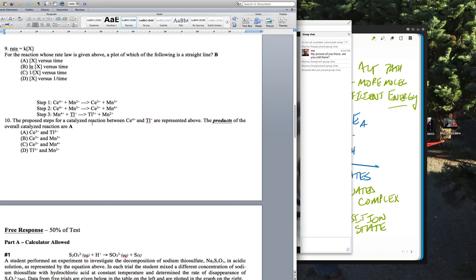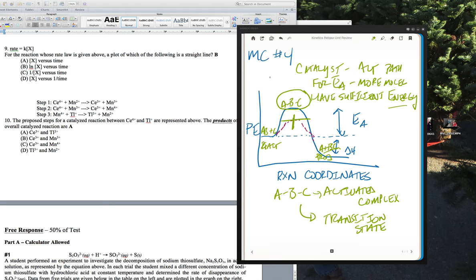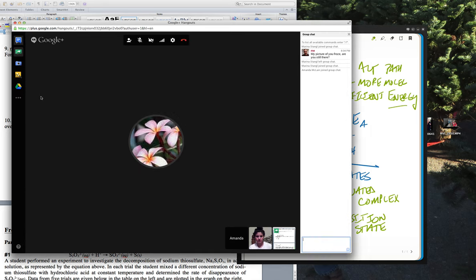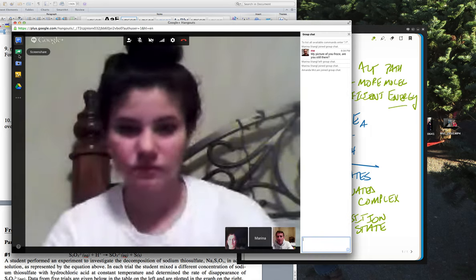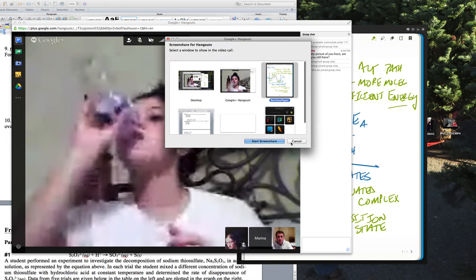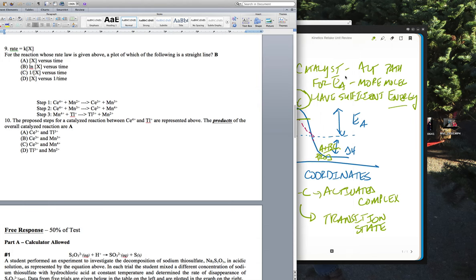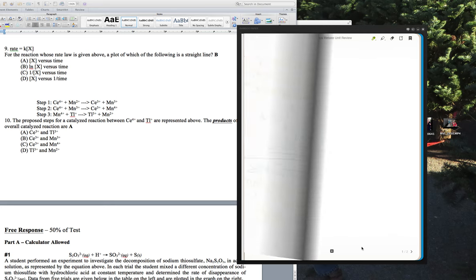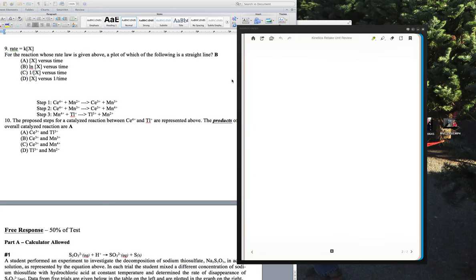Yeah. Okay. So the proposed steps for this reaction between cerium and thallium are represented above. They want to know what the products of the overall reaction are. Basically what's happening is they're taking these three reactions and canceling out everything that is the same. Let me show that on the bamboo. I wish I could do it right on the test, but I haven't figured out how to do that yet. I'm going to rewrite them as such.